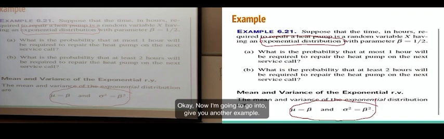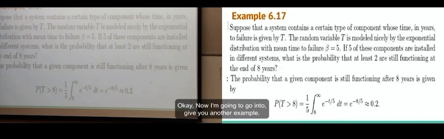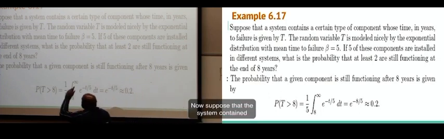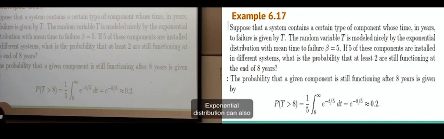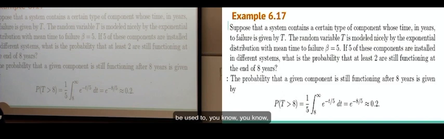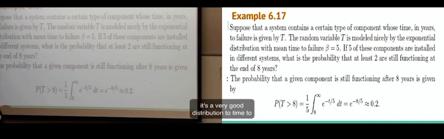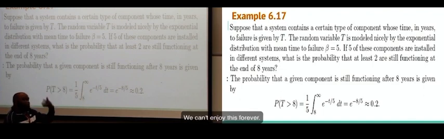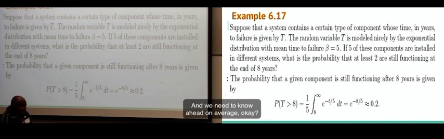Now I'm going to give you another example. Suppose that the system contains a certain type of component whose time in years to failure, I told you, years to failure. Exponential distribution is a very good distribution for time to failure. We can't enjoy this forever. There's going to be a time it's not going to work anymore, and we need to know ahead on average.